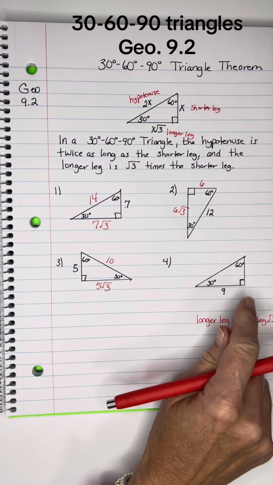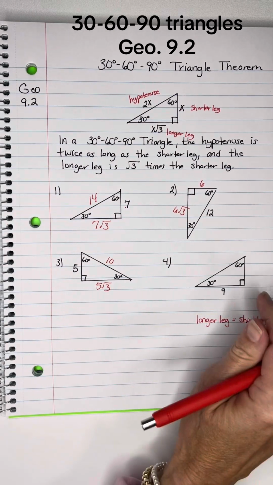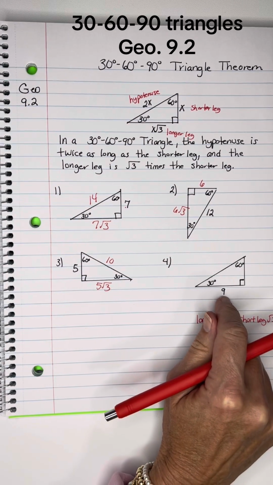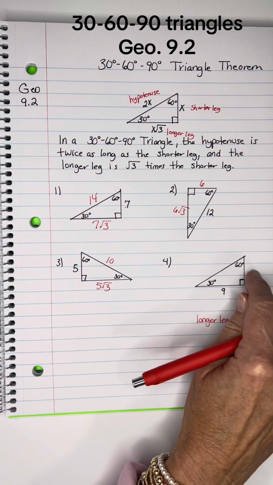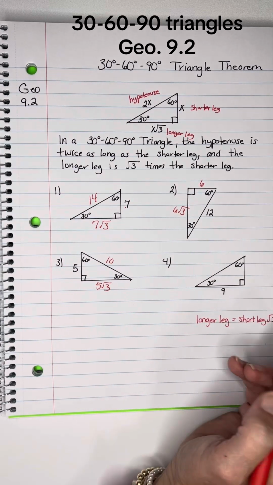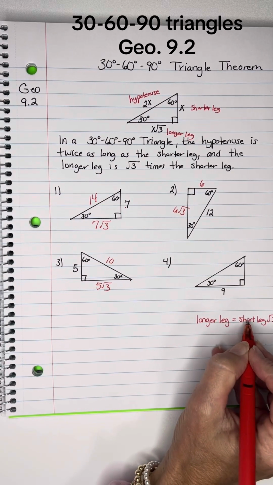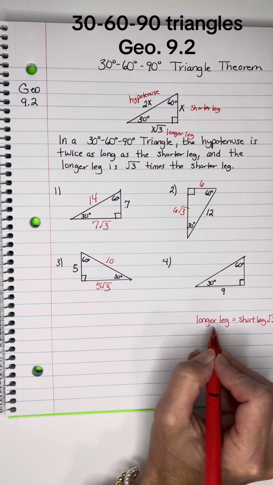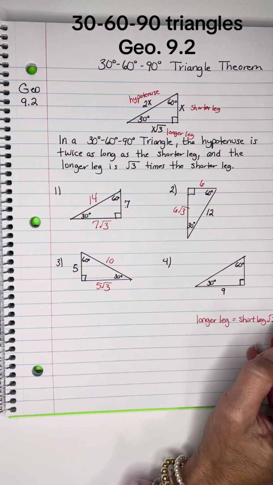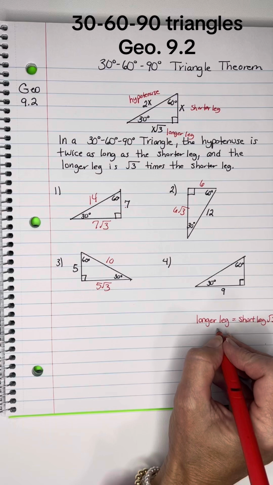Then, of course, they're going to give you something that looks tricky like they did last time. They gave you the longer leg, which is 9, and I need the short leg and the hypotenuse. The longer leg equals the short leg times root 3. I like to write a sentence down just so I put everything where it needs to be. The longer leg is 9.